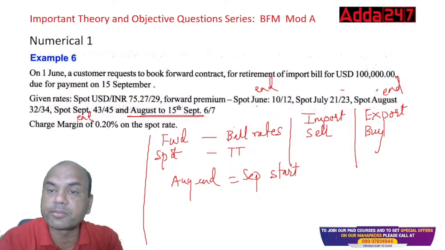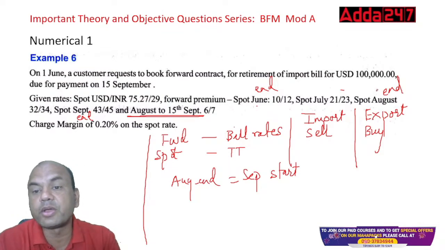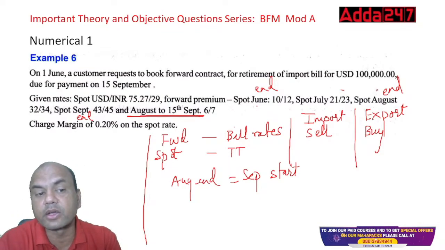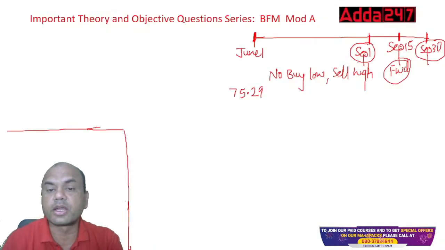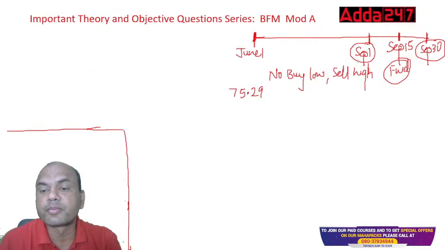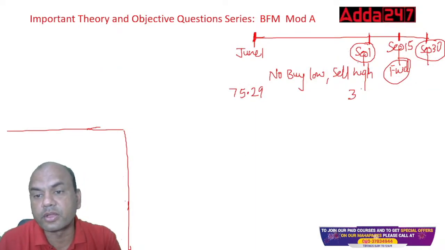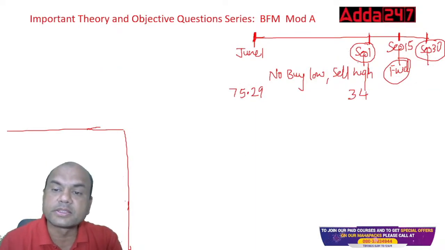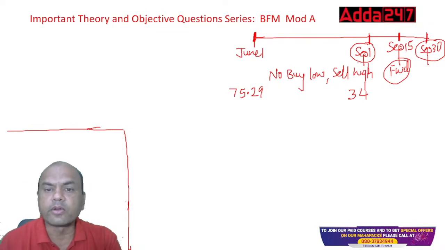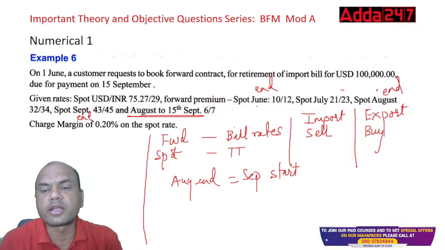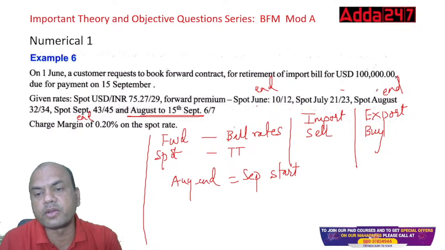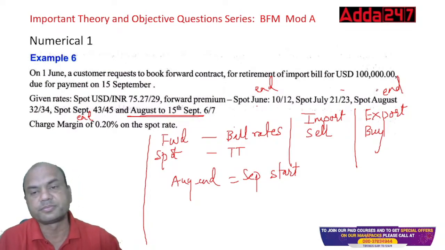So I want it for September 1 now, so that will be the August end rate. Should I take 32 or 34? I'll take 34, right? So this is 34. Now tell me whether the currency is in premium or discount over here. Everyone type in the comment section: 10, 12, 21, 23, 32, 34. Is the currency in premium or in discount? What do you say?